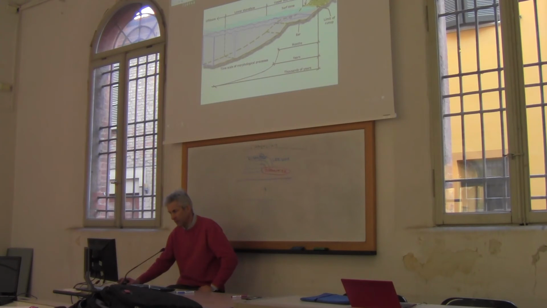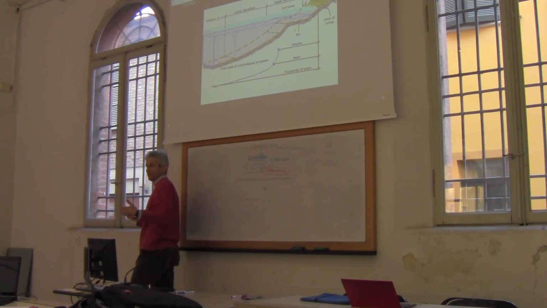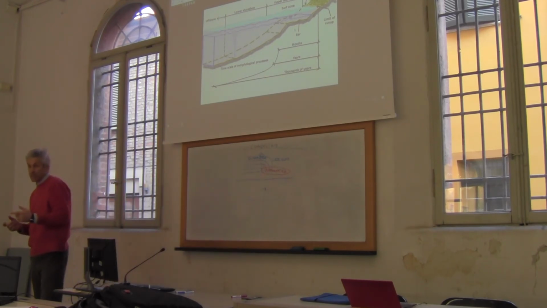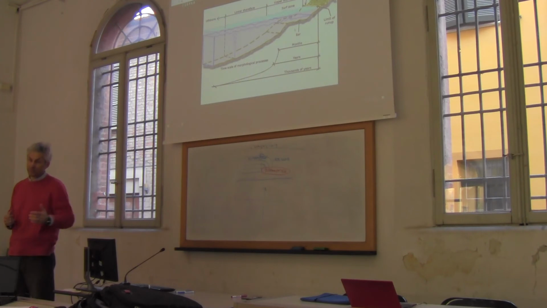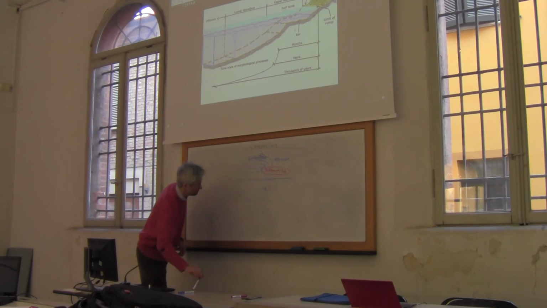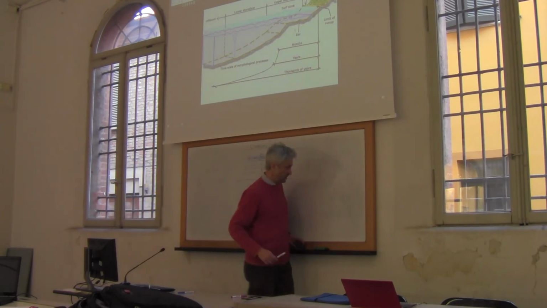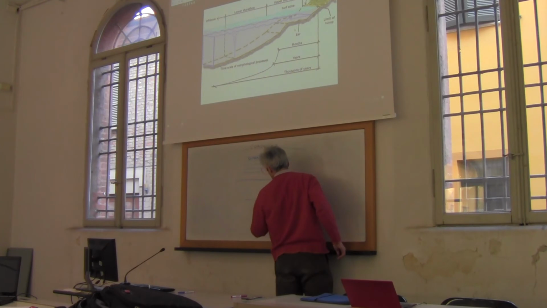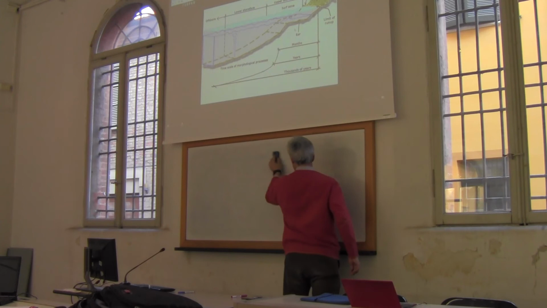Okay? An important thing, at the breaker line, you see a bar. What is a bar? It's an accumulation of sand displaced along the transversal direction. Why is there accumulation of sediments at the breaker line? Because, as I said, at the breaker line you have a movement of mass that is originated. And this movement of mass implies a movement of sediment.